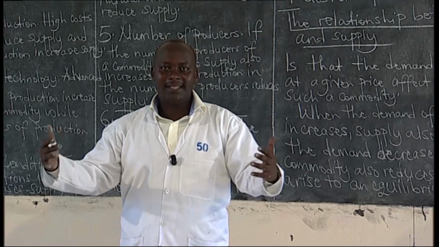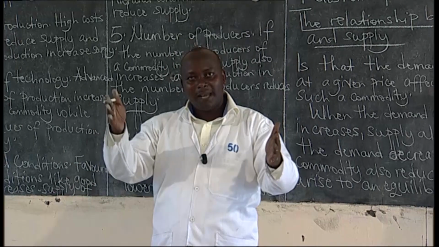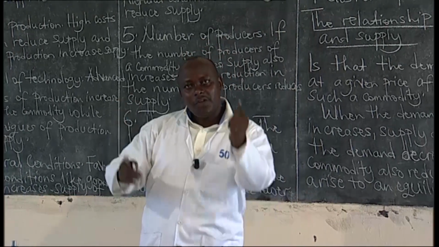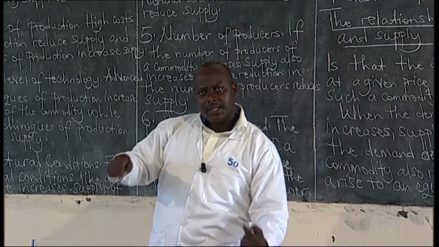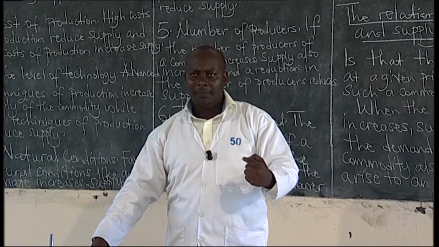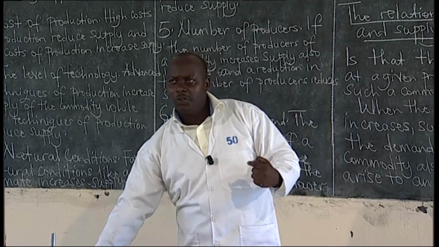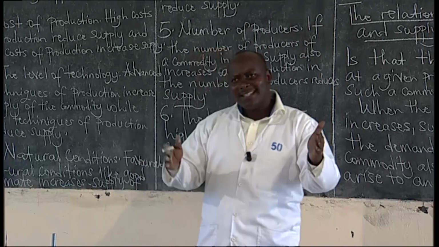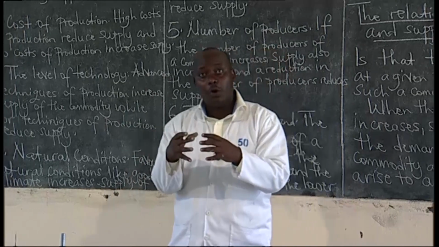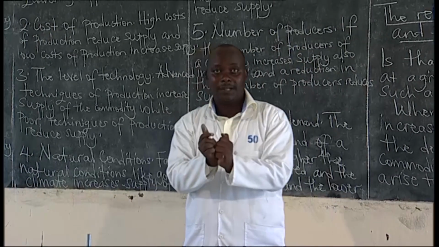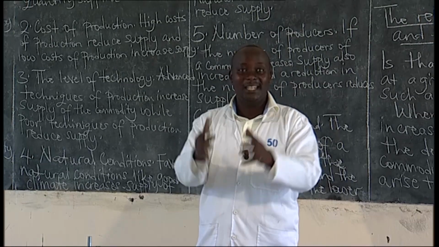There will be price stability because demand and supply are matching. As demand is increasing, supply is increasing. As demand is decreasing, supply is also reducing. Meaning now, demand and supply will match. Demand and supply are matching, which brings what we call an equilibrium price, whereby there will be price stability.